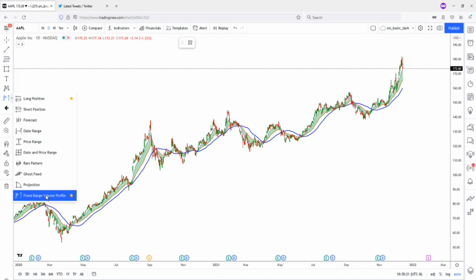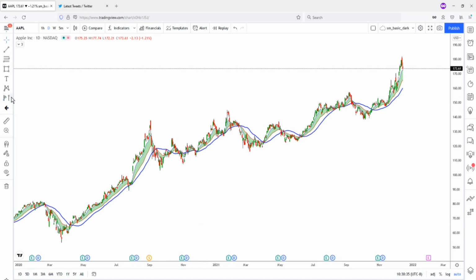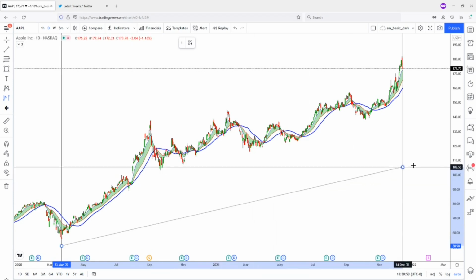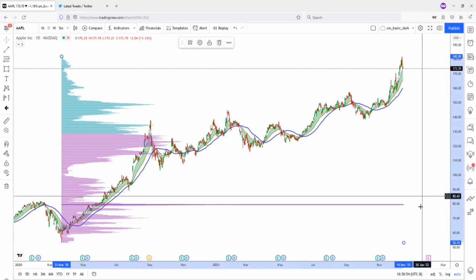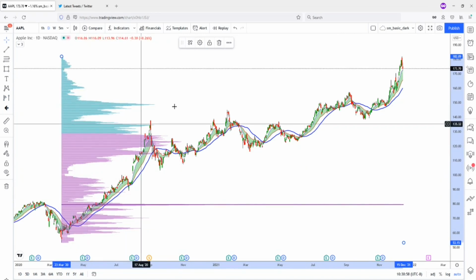It suits us perfectly because we are looking at a longer term time frame, particularly to identify potential resistance and support levels for swing trading. To use this tool, all you have to do is go here and select it, called Fixed Range Volume Profile. Then I'm going to put in this low here, the March 2020 low, the pandemic low, and flip it to the current price level. As you can see, we now generate this composite profile here.